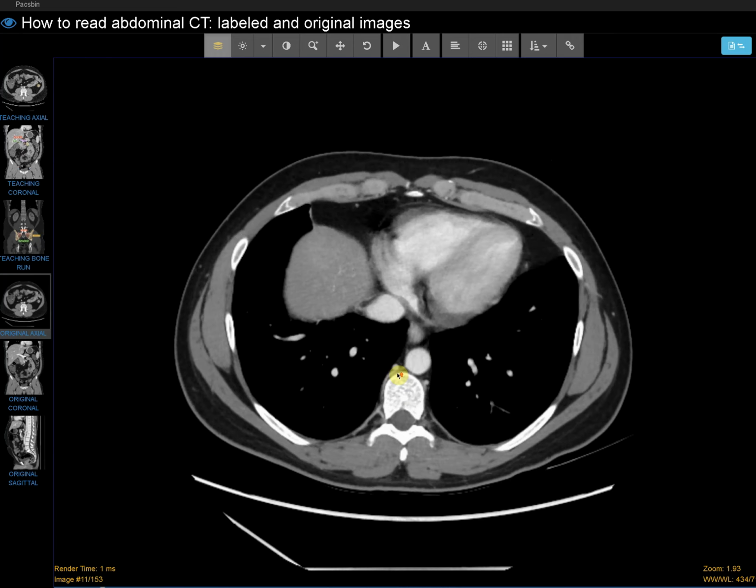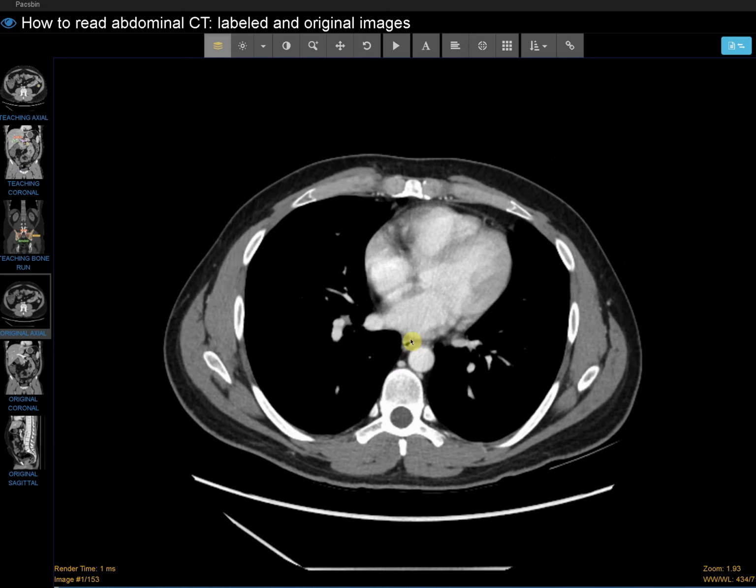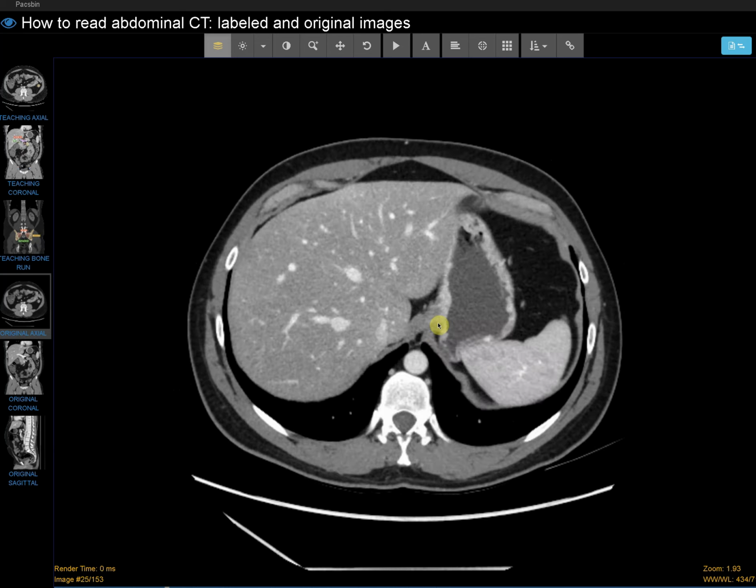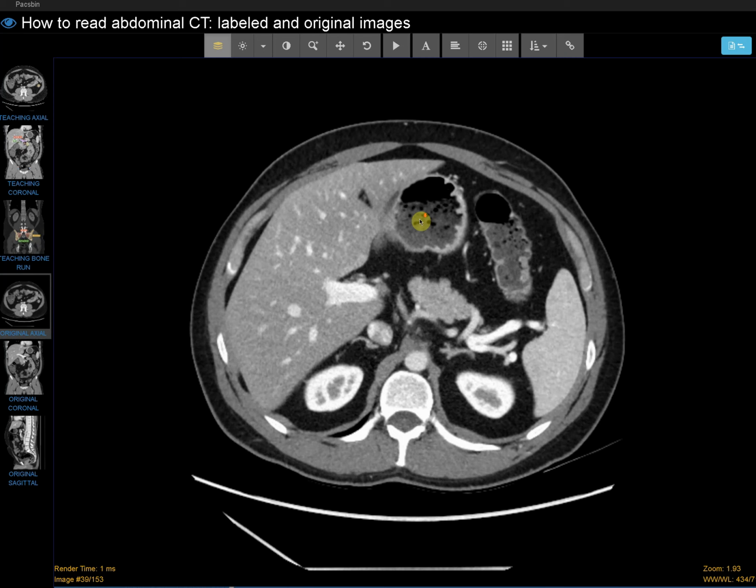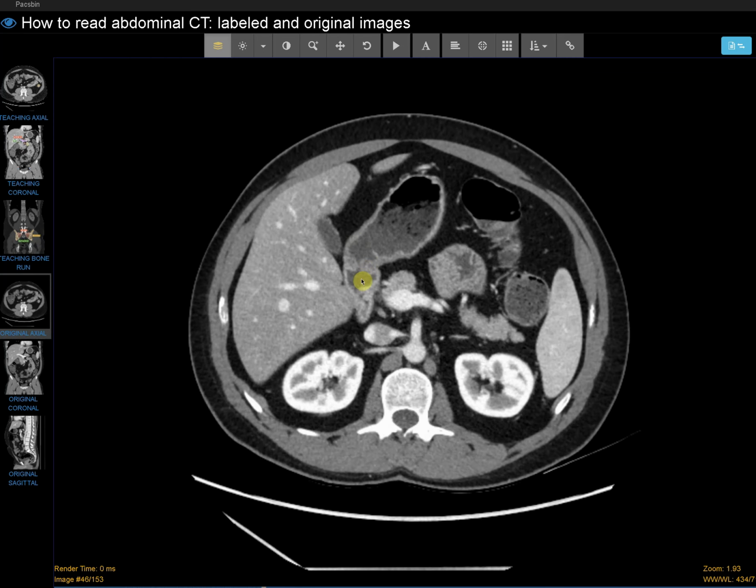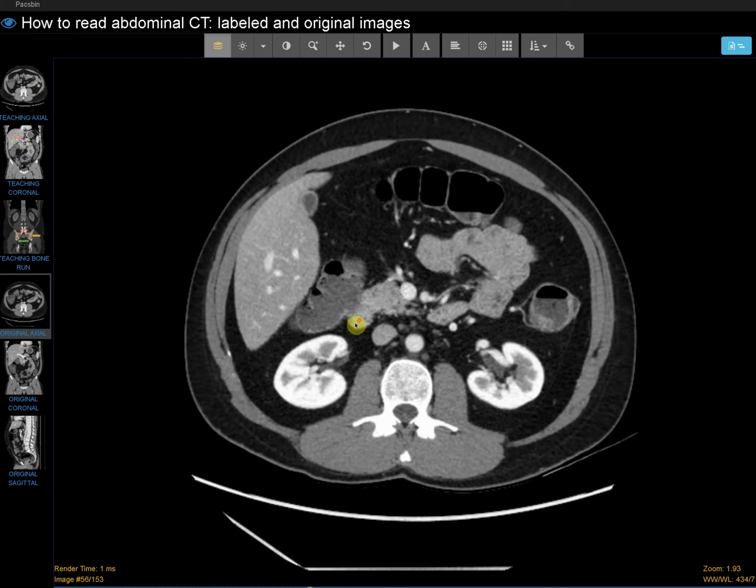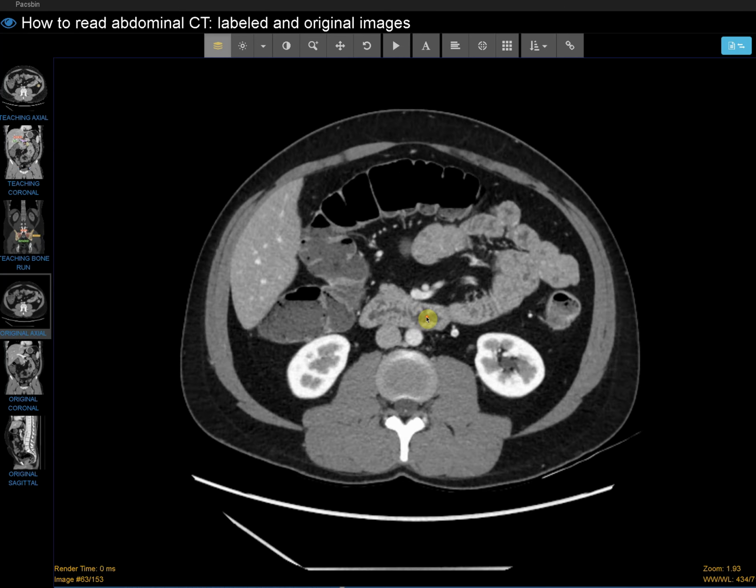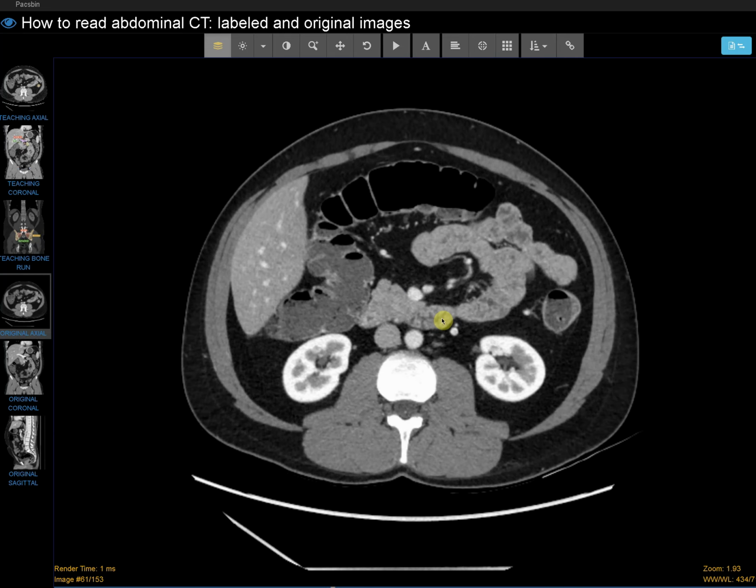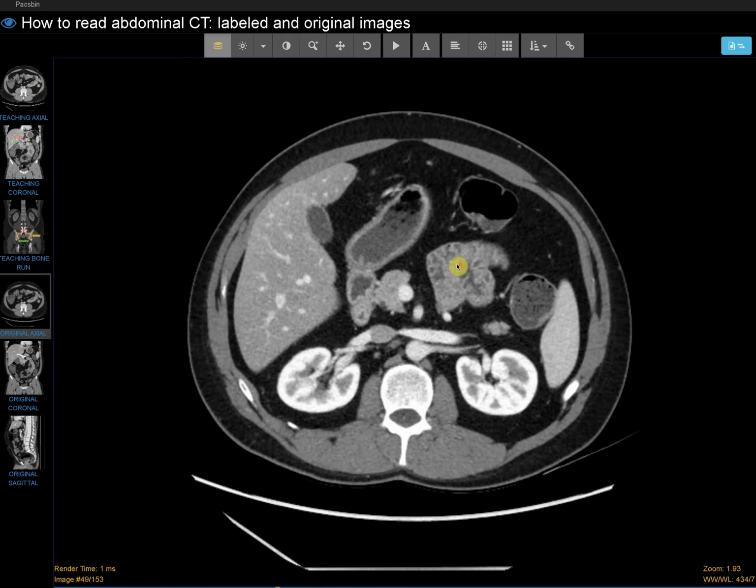Then I come up and let's follow the esophagus down. That's our esophagus. Going to the stomach. That's our pylorus. This is where the duodenum starts. And this is where the duodenum goes in between the aorta and the superior mesenteric artery and comes out here and then becomes the jejunum.